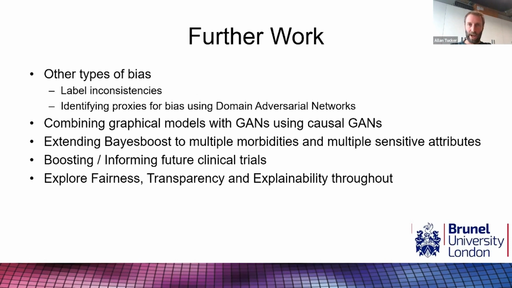So just a few bullets on our future work. We've talked about some types of bias, but there are others, as I mentioned before. We're very keen to explore labeling inconsistencies and labeling biases. We're also interested in identifying proxies for bias. I'll do a shout out for domain adversarial networks, which are really interesting ways to try to identify and mitigate potential proxies for bias that we're not even aware of in the data. We're also interested in combining some of our graphical modeling approaches with GANs by looking at some of these hybrid models like causal GANs.